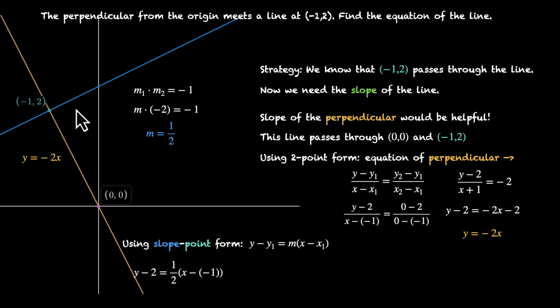y minus 2 equals half times (x minus -1). So this becomes 2 times (y minus 2) equals x plus 1, or 2y minus 4 equals x plus 1. So this becomes 2y equals x, 1 plus 4 is 5. So 2y equals x plus 5. This is the equation of this required line.